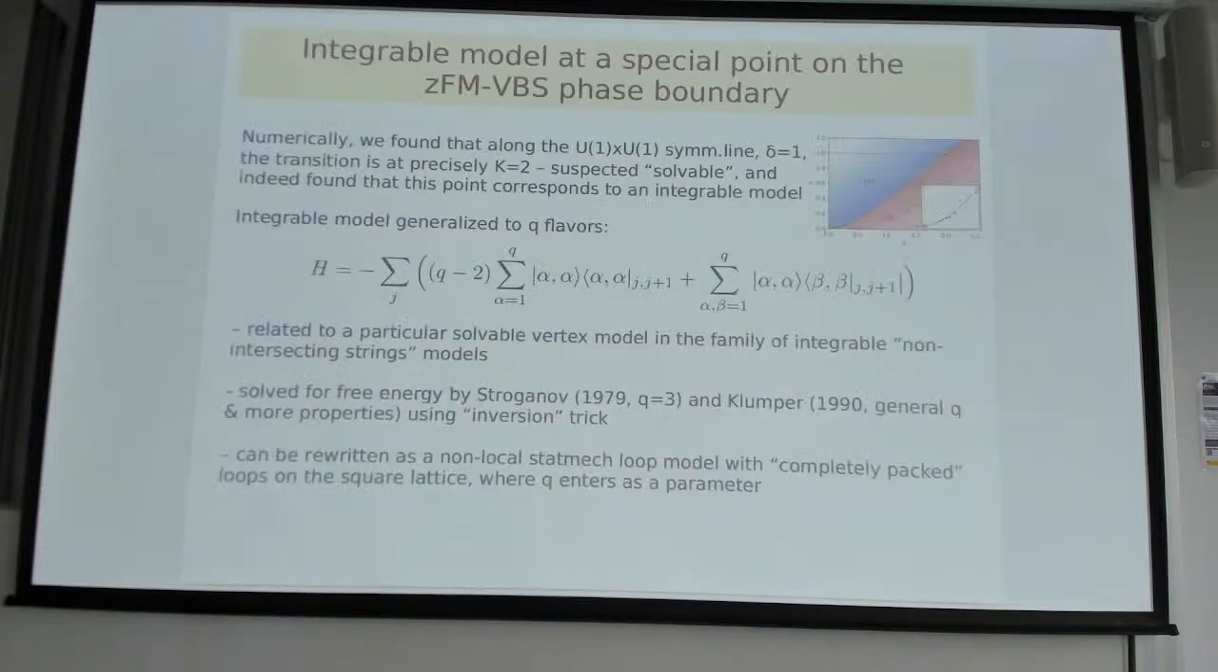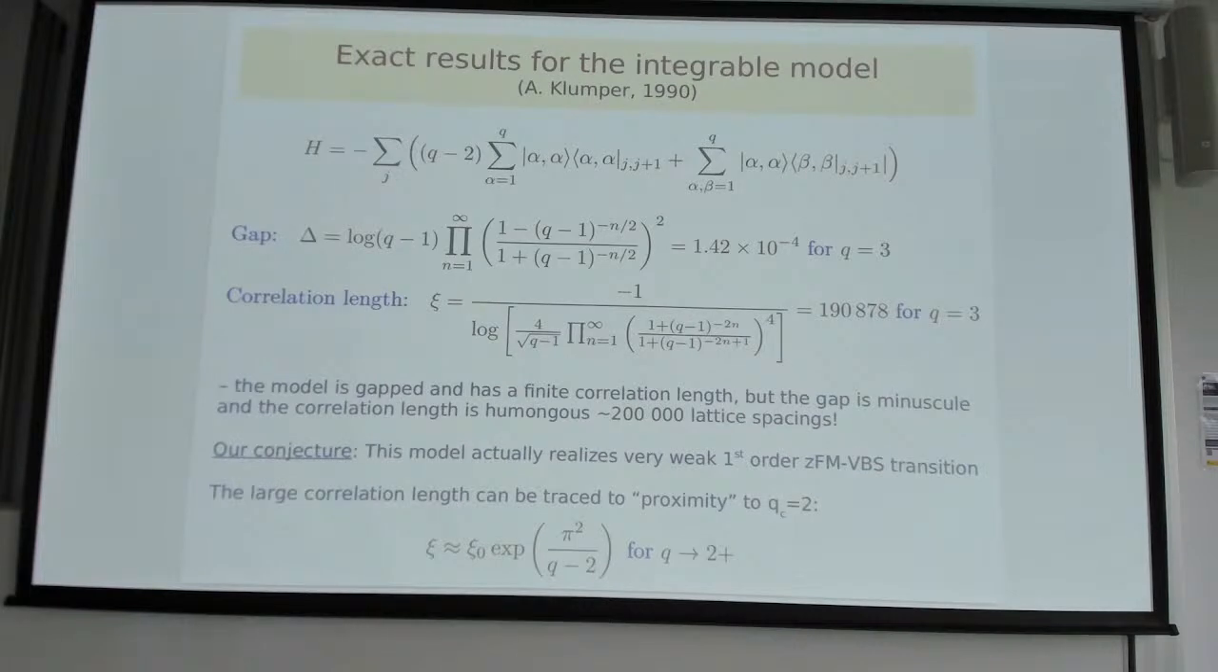So it was for other purposes, with a lot of information, done by Klumper in 1990, and Klumper found that this model has a finite gap and a finite correlation length, and he found closed form expressions for these. These look complicated, but these are related to some elliptic functions which always appear in these integrable models. And Klumper concluded that it's gapped, and he guessed that it's probably in the same phase as the SU3 model or SU(Q) model, which I said is integrable and is in the VBS phase, because that one is also exactly another discrete integrable model.